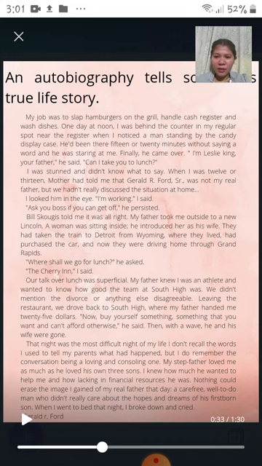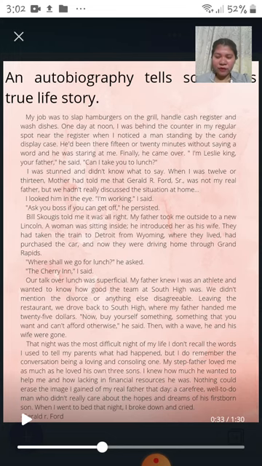My job was to slap hamburgers on the grill, handle cash register, and wash dishes. One day at noon, I was behind the counter in my regular spot near the register when I noticed a man standing by the candy display case. He'd been there 15 or 20 minutes without saying a word, and he was staring at me. Finally, he came over. I'm Leslie King, your father, he said. Can I take you to lunch? I was stunned and didn't know what to say.